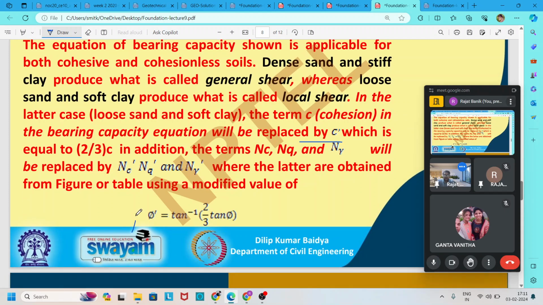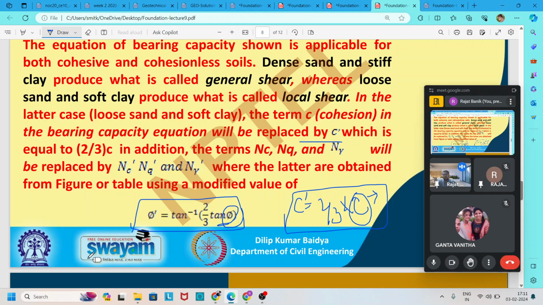That means for phi we get phi dash. For local shear failure, phi dash is equal to tan inverse of 2 by 3 tan phi, where phi is for general shear failure, and c dash is equal to 2/3 into c, where c is for general shear failure. So we need a little adjustment if we use this formula for local shear failure.